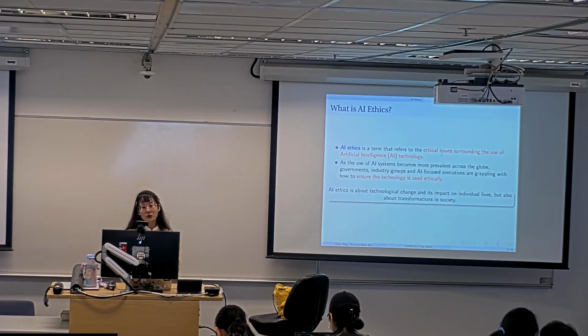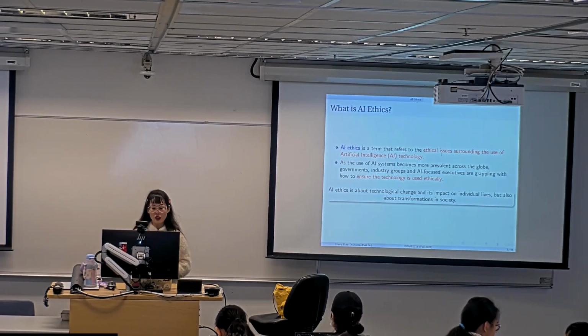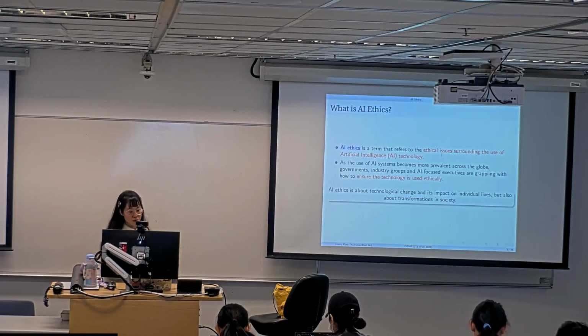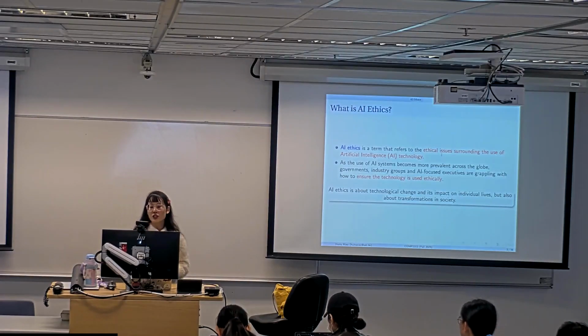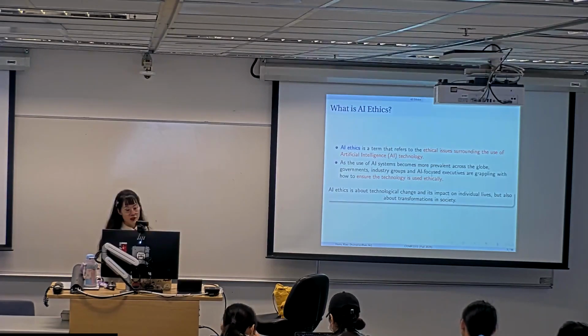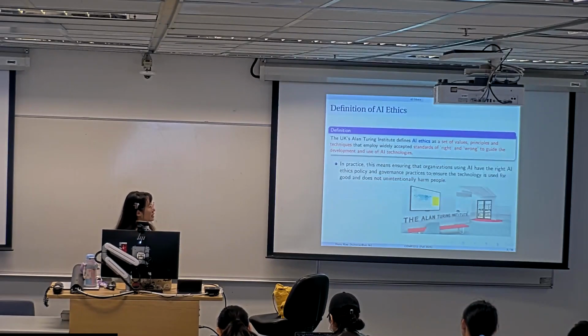The technology is very, very powerful. We already know that AI is powerful. So how to constrain it and how to make sure such powerful strength is used ethically is very, very important, especially considering that now AI systems affect everybody. Not only those who are learning AI like us, but also those people outside the AI community will be affected by AI systems. So AI ethics is about the technology change and its impact on individual lives, but also about the transformations in society.